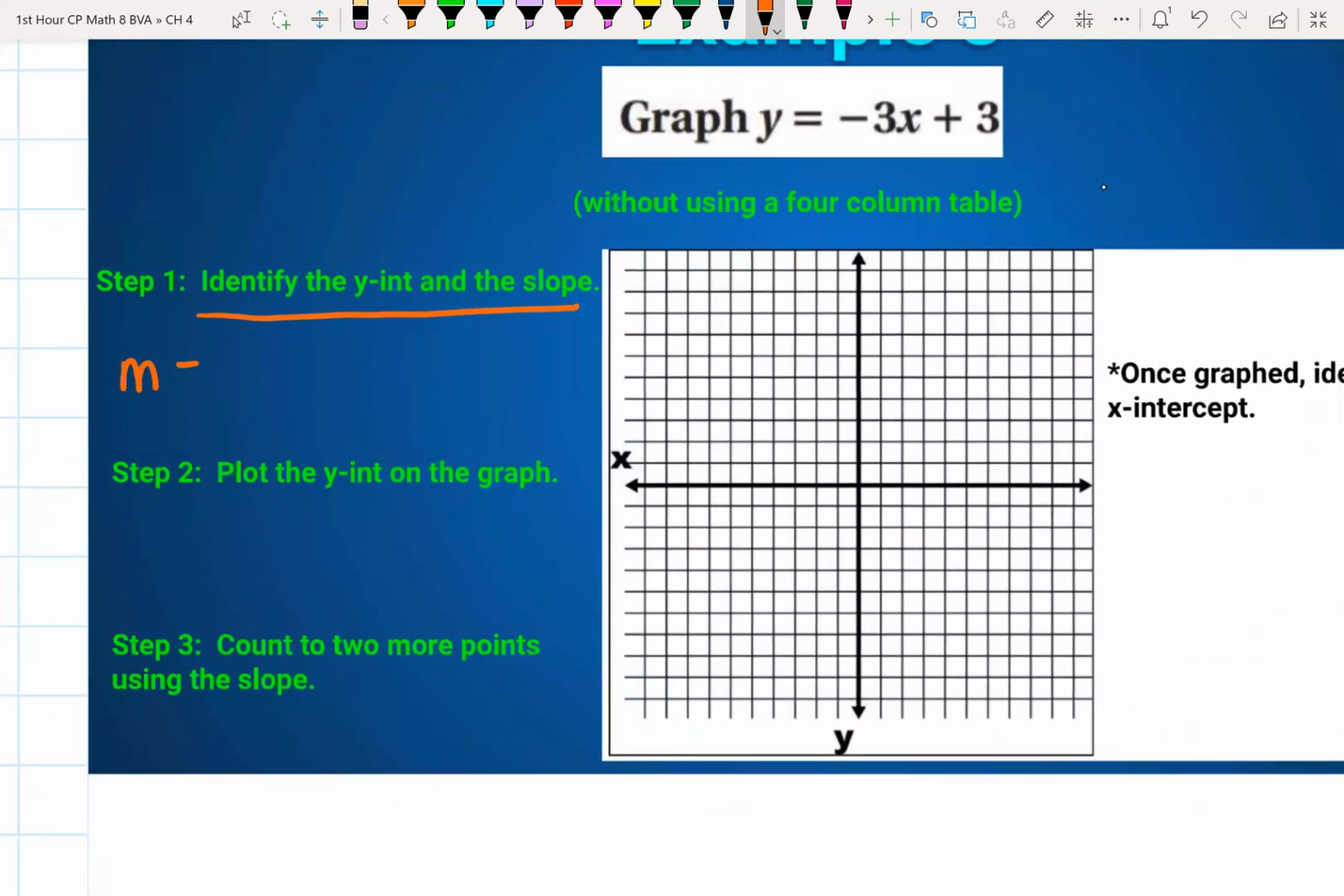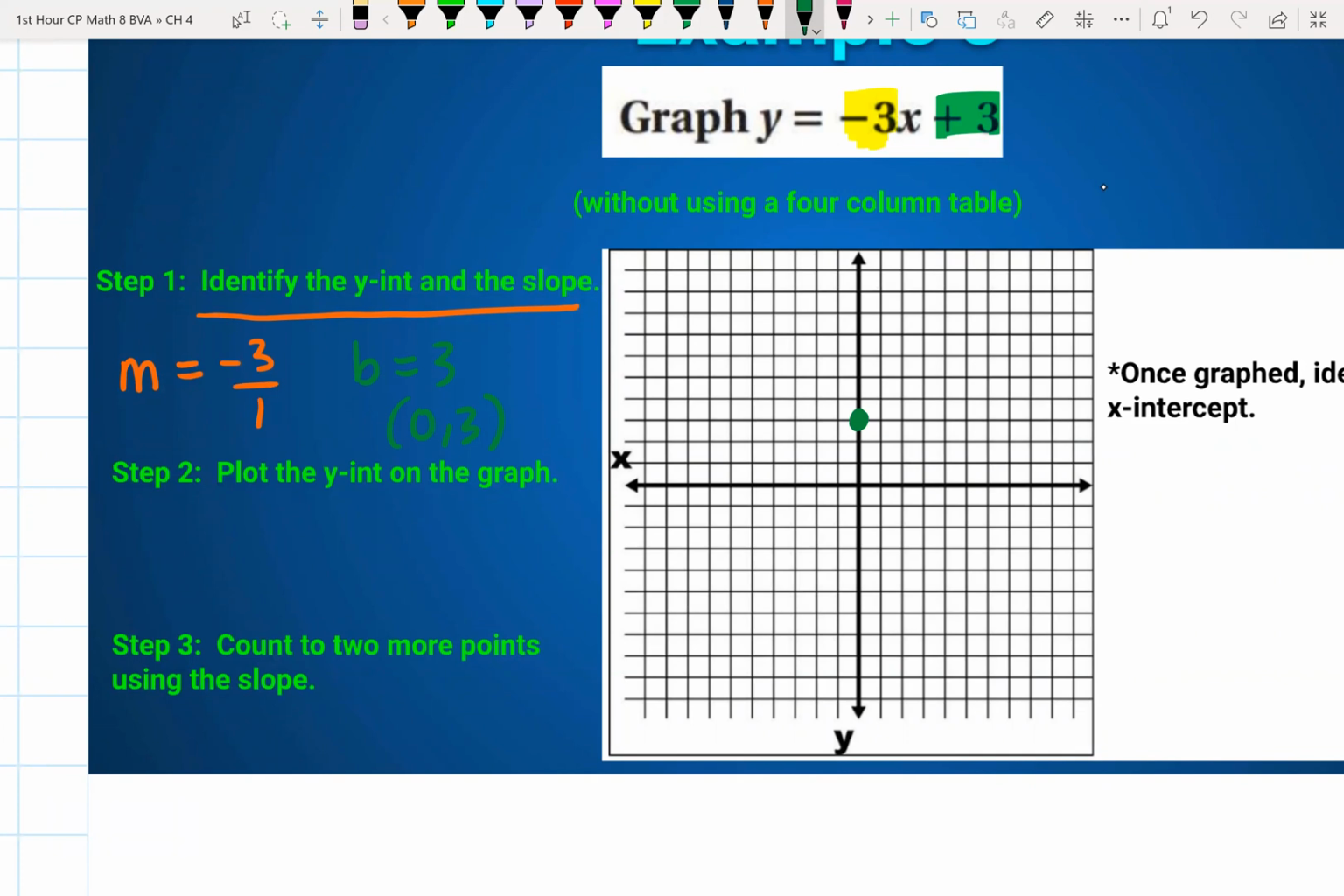So the slope is the number next to x, or -3. So we're going to write it as a fraction, -3/1. And the y-intercept is the number that follows, or 3. b equals 3, or the coordinate (0, 3). Step 2 is to plot that y-intercept. So go to your graph now, draw your coordinate plane in your notebooks, and go to (0, 3), and plot your y-intercept. That's going to be your first point you plot every time, your y-intercept.